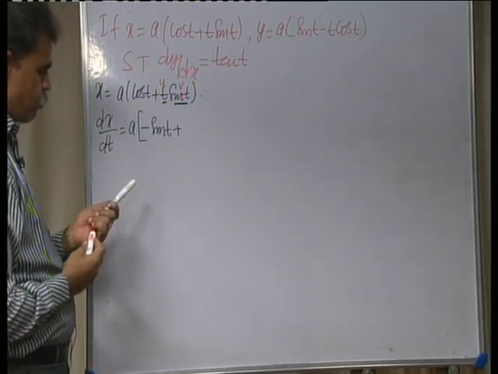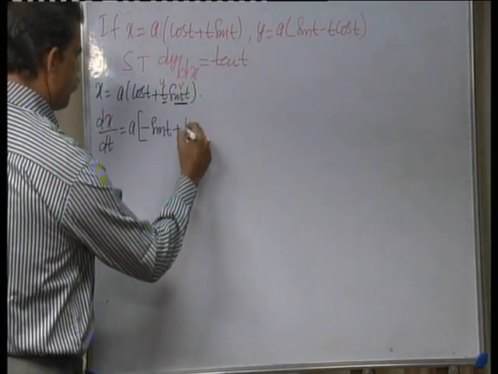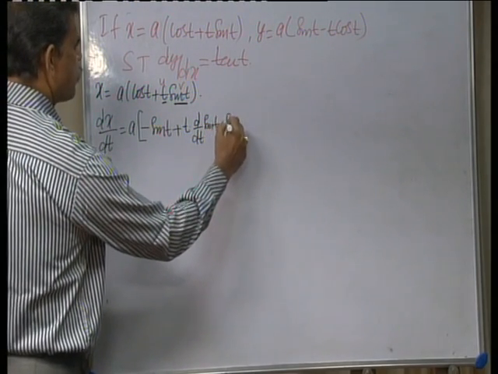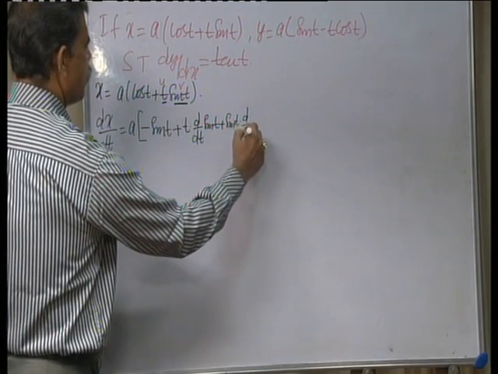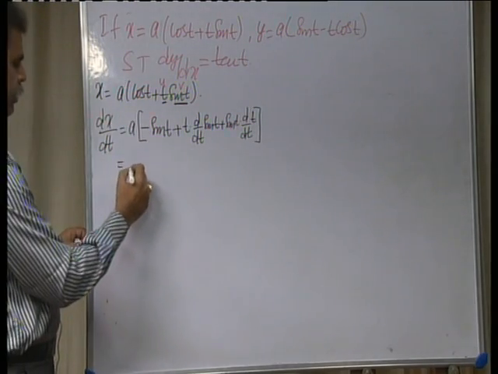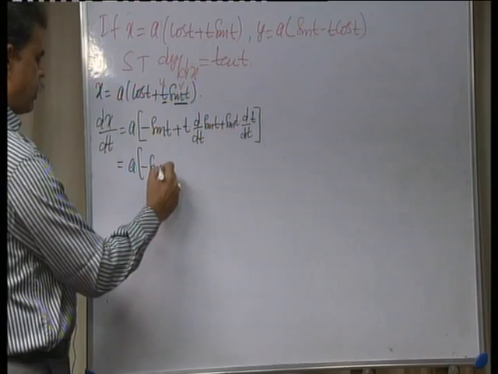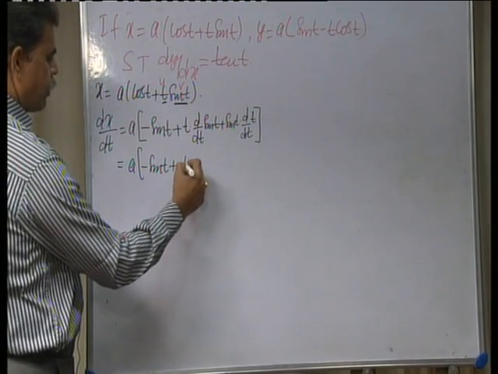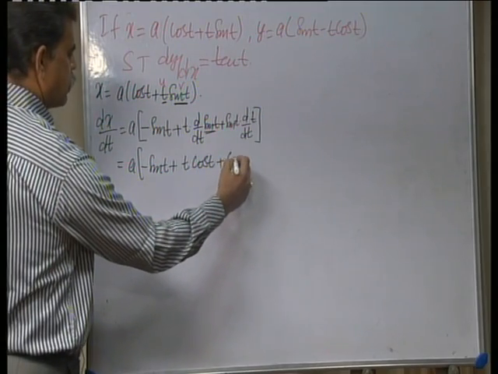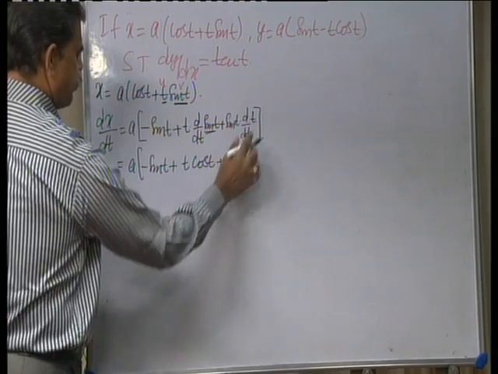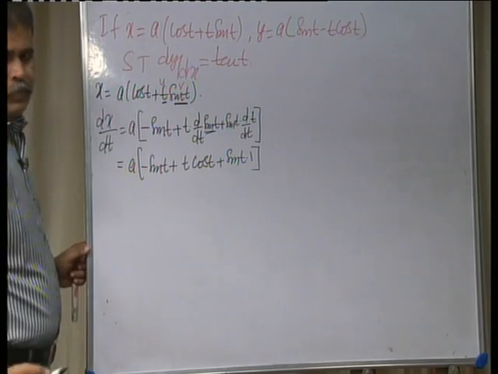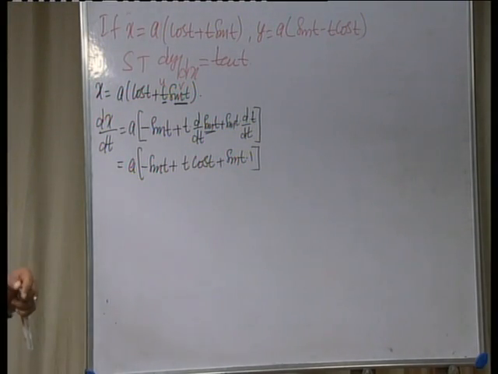We have to use the product rule: t into d by dt of sin t, plus sin t into d by dt of t. Then it is equal to a into minus sin t plus t, keep it as it is, differentiation of sin t is cos t, plus keep sin t as it is, differentiation of t is equal to 1. This is dx divided by dt.